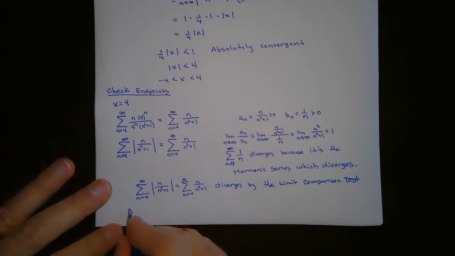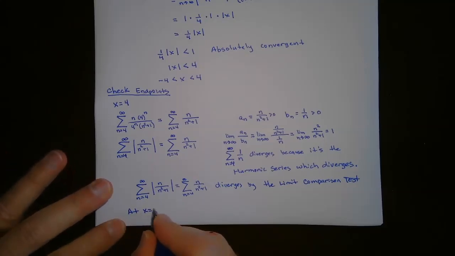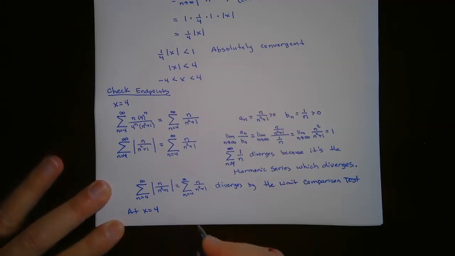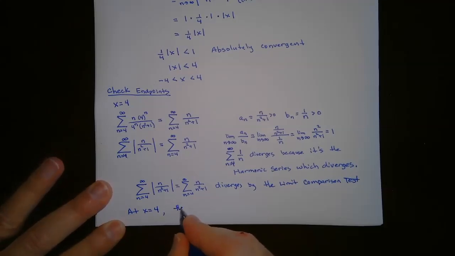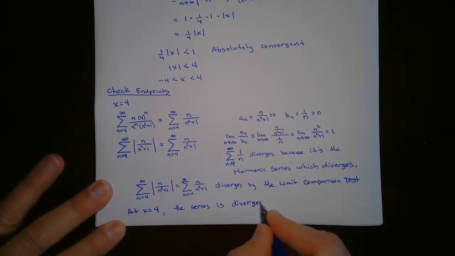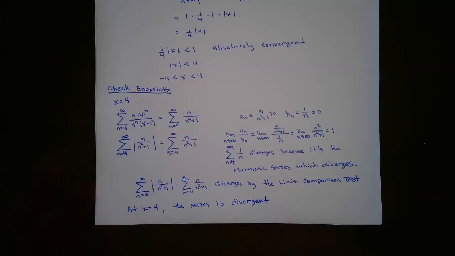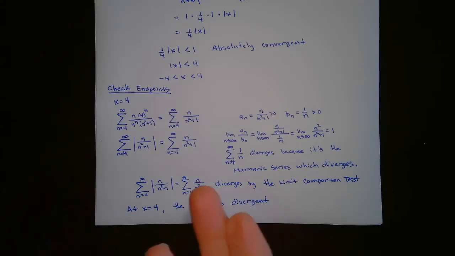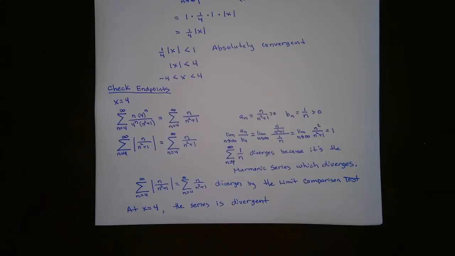So at x equals 4, the series is divergent. Okay, which means it's not converging for this endpoint at x equals 4. Okay, what about x equals negative 4? So now we got to do that. So we've got to grab another piece of paper. Okay, so I'm going to grab another piece of paper and then I'll be back.